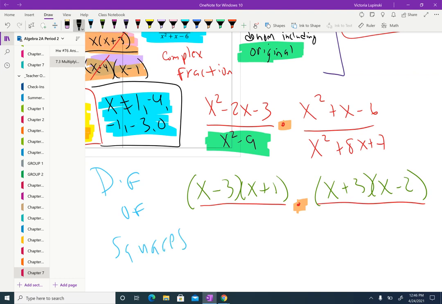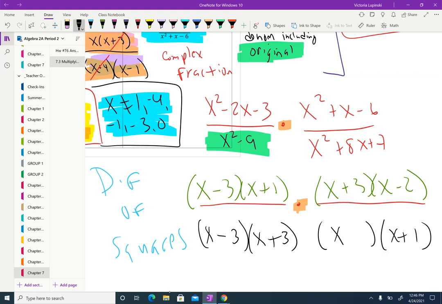So the difference of squares, remember you have 2 parentheses, one positive, one negative. Square root of the front in the front, which is x, and square root of the back in the back, which is 3. And then bottom right, factors of 7 that make an 8. That's pretty simple, plus 1 and plus 7.